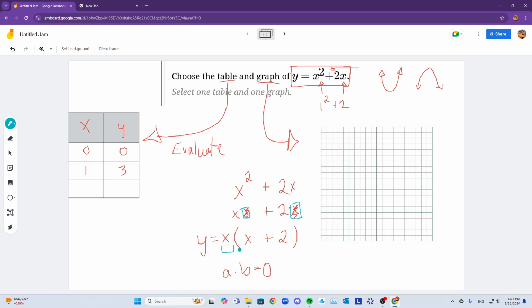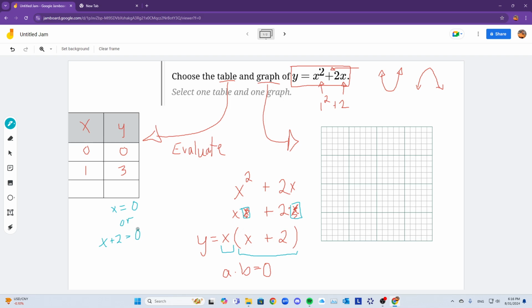So this concept is how we talk about this part right here, because now we have an A, which in this case is x, and we have a B, which in this case is this whole binomial. So if that is true, then either this first part, x, is 0, or x plus 2 is 0. One of those two has to be true.